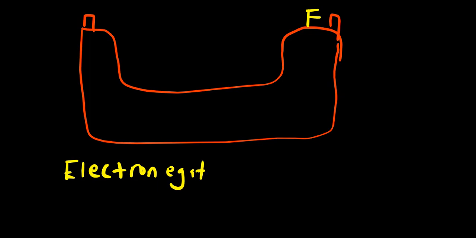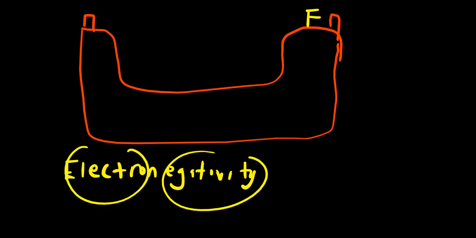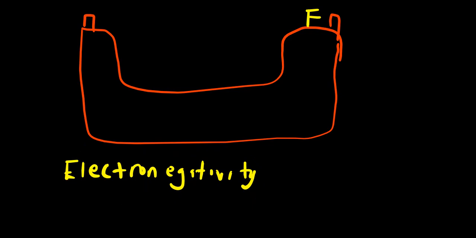Okay, in simple terms, electronegativity. So what you are able to see is just electron negative. In simpler terms, we're talking about those elements which are electron negative. They want the negatives.